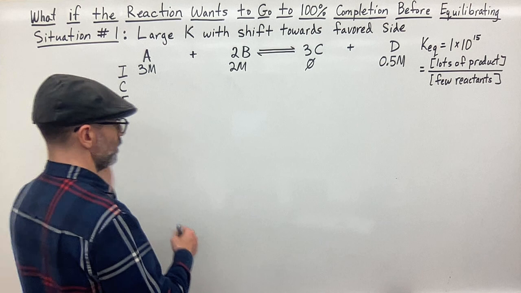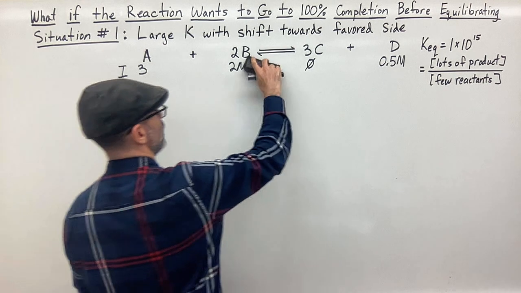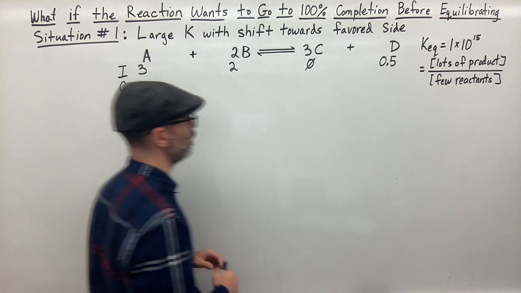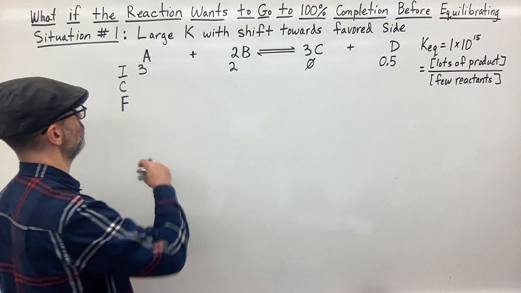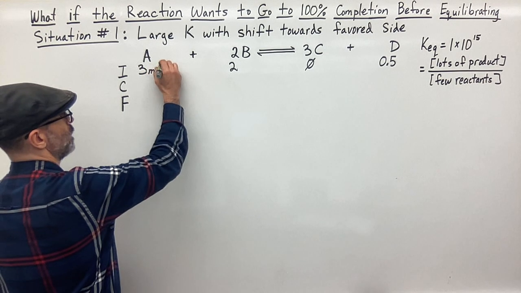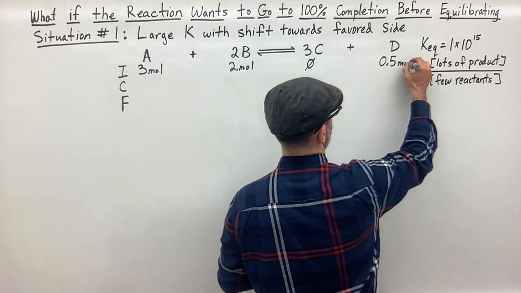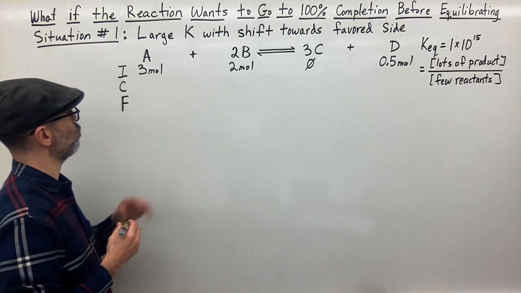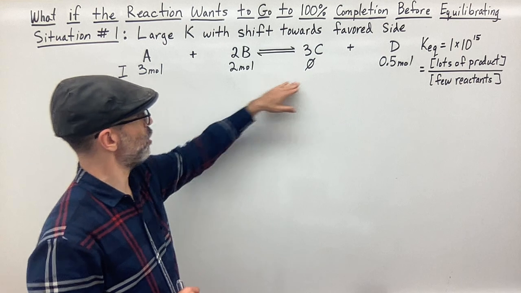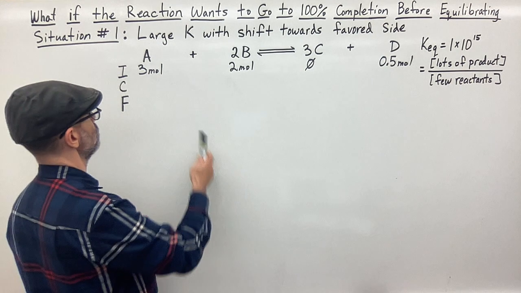Okay, so let's go ahead and we'll say this is moles. We're going to use moles instead of molarity, but it's the same number, since we have 1 liter of solution. So that means I have 3 moles, 2 moles, 0 moles, and a half a mole here. And what I'm going to do is the stoichiometry. So this is 0, I know it's going to shift this way. I'm going to assume that everything reacts completely.